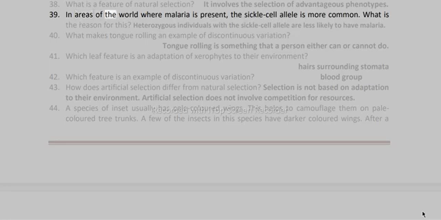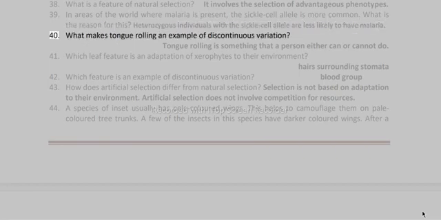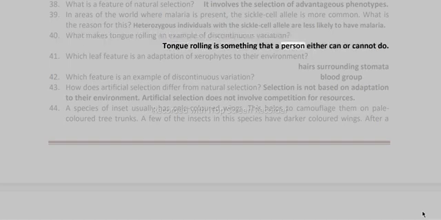Question 39. In areas of the world where malaria is present, the sickle cell allele is more common. What is the reason for this? Heterozygous individuals with the sickle cell allele are less likely to have malaria. Question 40. What makes tongue rolling an example of discontinuous variation? Tongue rolling is something that a person either can or cannot do.